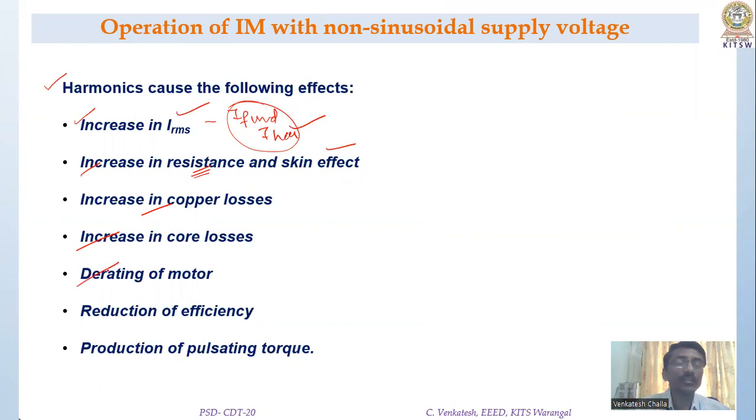Then derating of the motor: as the motor is getting heated up and losses are more, you have to operate the motor with less power than the rated value, so you are derating the motor. Then efficiency is reduced, and there is pulsating torque. The fifth harmonic component will produce torque oscillations, and the seventh harmonic will produce torque oscillations. The net torque will be a pulsating one.